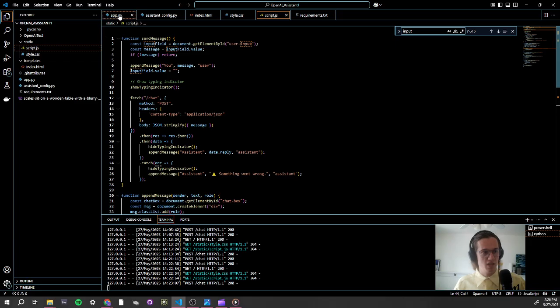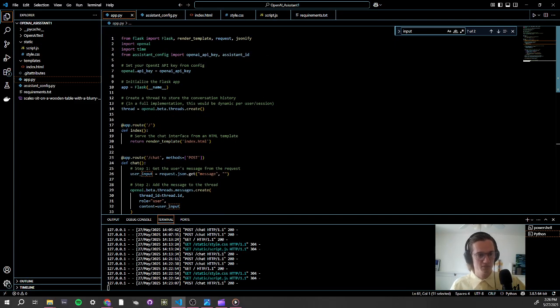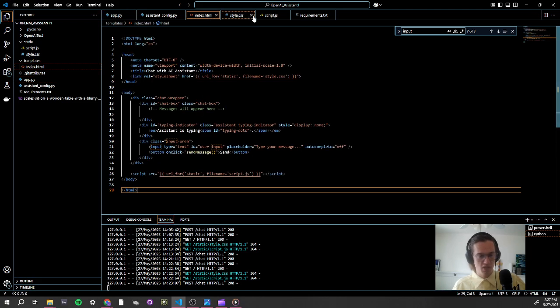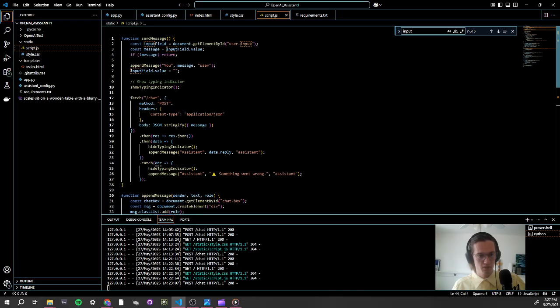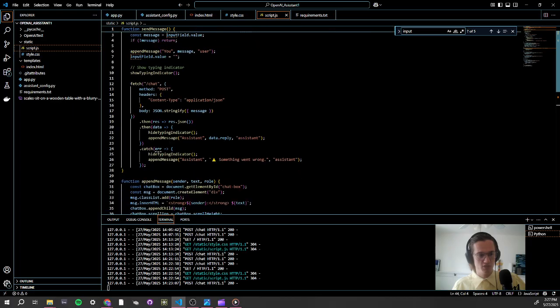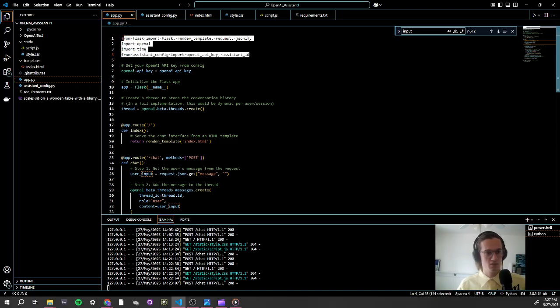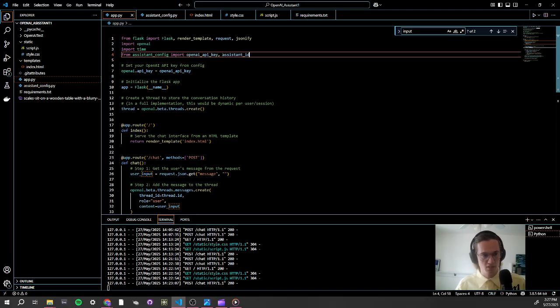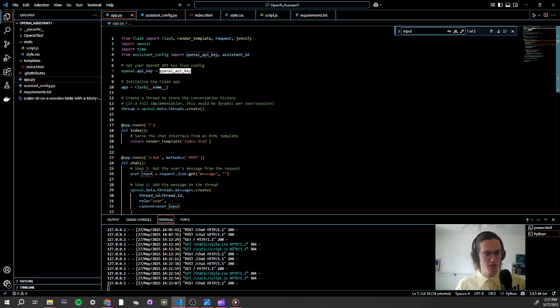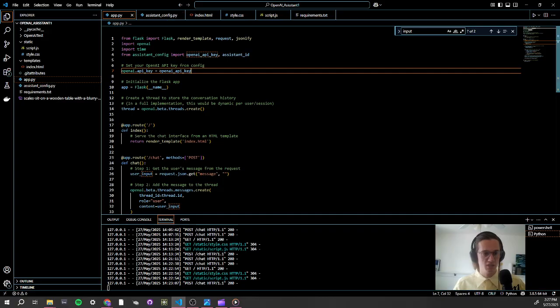So this is a Python app that I have that uses this assistant. It's wrapped in a sort of web app shell, kind of within HTML, CSS, and JavaScript. First, I'm importing the necessary libraries for the Python script. I'm specifying my OpenAI API key, which is in my assistant config file, which I'm not going to show you.